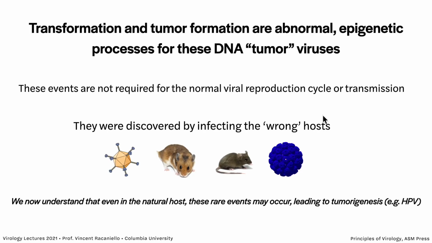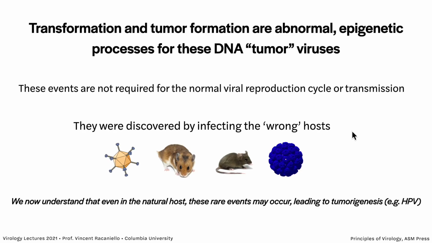And you need to understand that transformation and eventually tumor formation, which is downstream of transformation, right? These are abnormal, epigenetic processes. And we call these DNA tumor viruses. I put it in quotes because they're not in the right hosts. They are not tumor viruses. Yet, by studying them in the wrong hosts, we got to understand how tumor formation is initiated. They're not required for normal replication or transmission, except for walleye dermal sarcoma virus. They were discovered by infecting the wrong host.